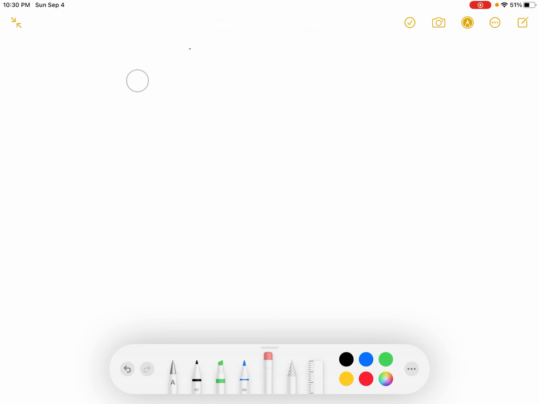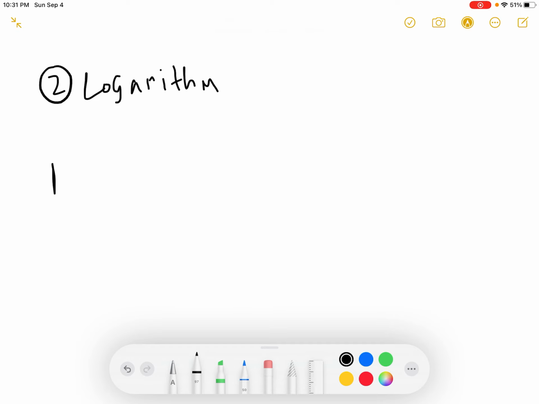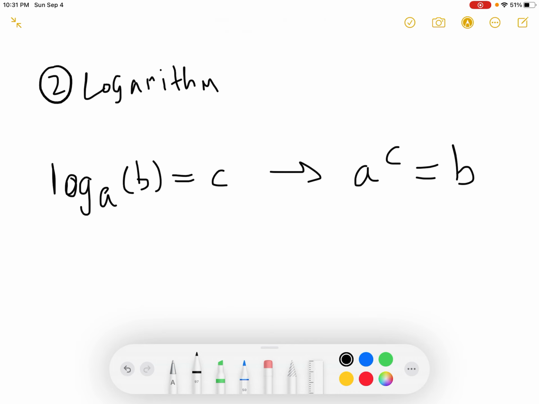Now we're going to talk about logarithms. That's number 2. Logarithms. And it doesn't matter if you don't know what this is. You just need to remember this. This is the same thing as this. So what does that mean? Well, let's say you had something like this. 7 to the what power equals 152.